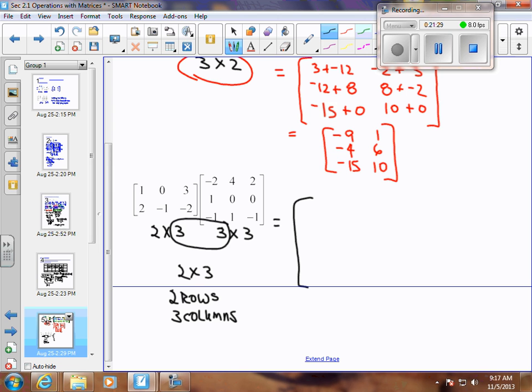So, row times column. 1 times negative 2 plus 0 times 1 plus 3 times negative 1. And this is not going to fit the way I'm doing it. So let me try again here.